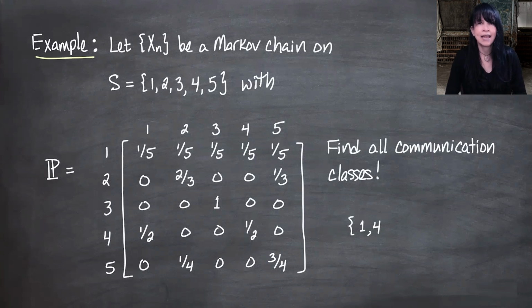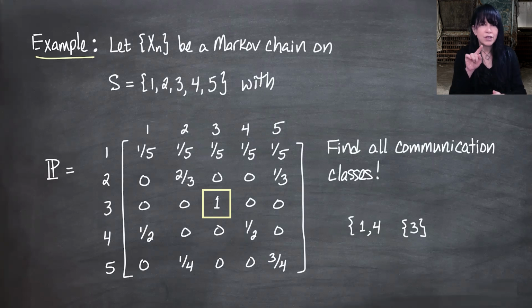One that's really sticking out like a sore thumb here is state 3. It is an absorbing state. I can't go from state 3 to anywhere else. State 3 only communicates with itself and it gets its own class. So I'm going to put it in its own set.